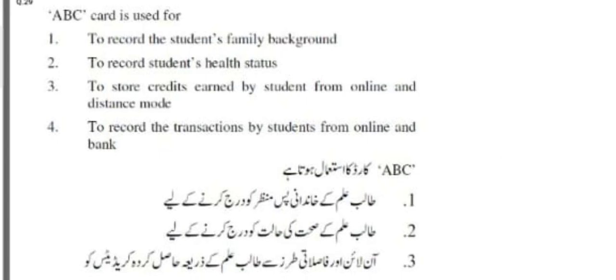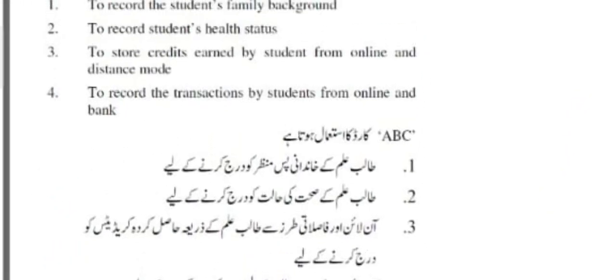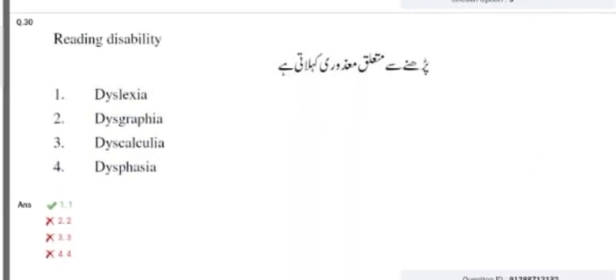29th question. ABC card is used to record the student's family background, to record student health status, to store credits earned by student from online and distance mode, to record the transactions by students from online and bank. So the right answer is to store credits earned by student from online and distance mode. So here we have last question. Reading disability, dyslexia. It's a disability, it seems.